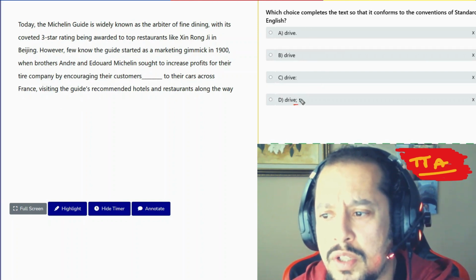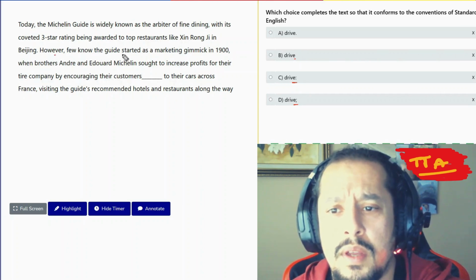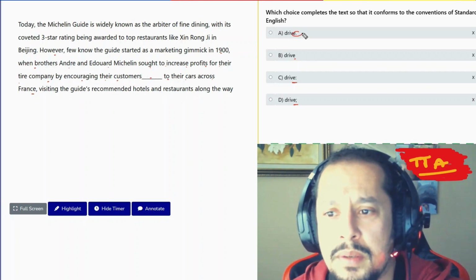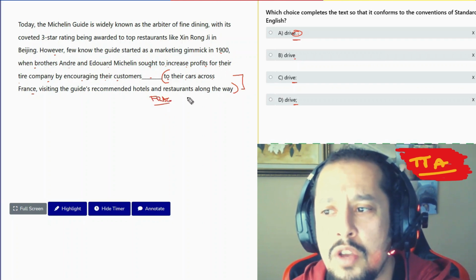This is a punctuation question, semicolon, colon, so it's important that we read the ideas. However, the guide started as a marketing gimmick in 1900 when brothers A and E sought to increase profits for their tire company by encouraging their customers to drive their cars across France, visiting the guide's recommended hotels. I don't know why we'd put a period, right? The second idea is incomplete without it. "To their cars across France, visiting guide's recommended hotels and restaurants along the way." This is a fragmented sentence, so you can't say period. And also, a period and a semicolon are the same, right? So A and D are wrong. You're left with B and C. I'll go with answer B.